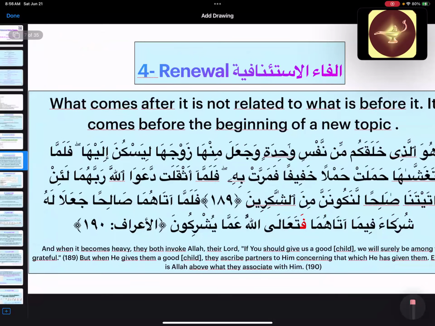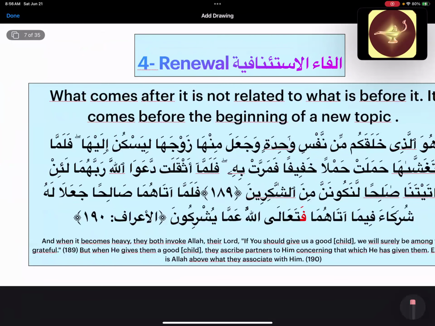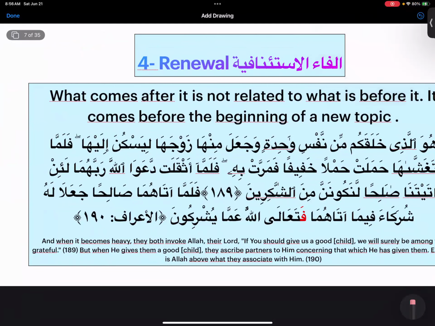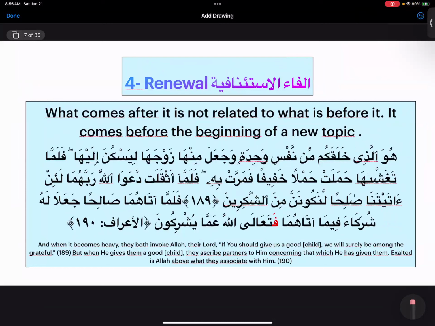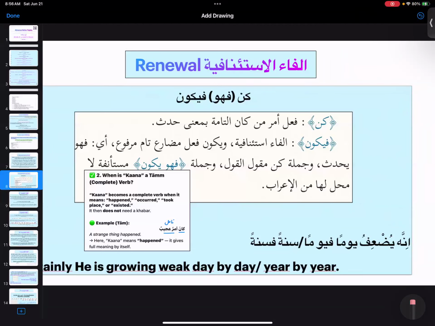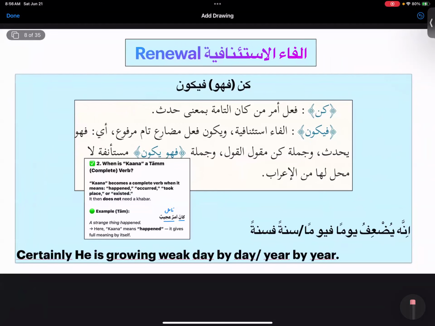And then comes Fa Istinafia. So Fa Istinafia, we know that basically a new sentence is starting. It doesn't have any grammatical relation with the previous one. So that is the example we saw last class, and more examples were over here.